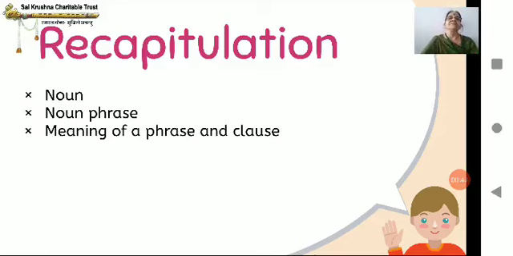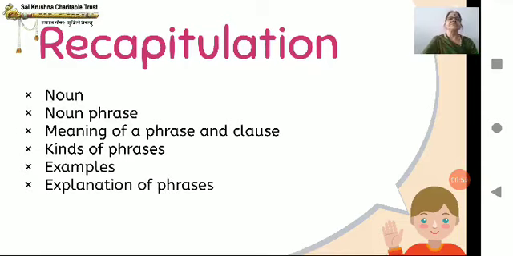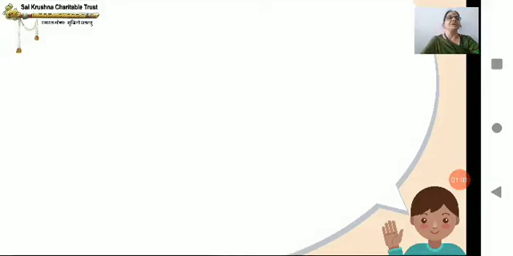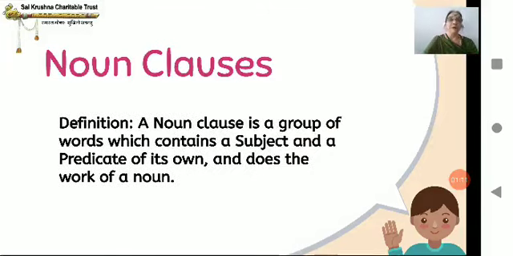Noun phrase, meaning of a phrase and clause, kinds of phrases, examples, and explanation. Let us now proceed to know what a noun clause is. What do you mean by a clause? A noun clause is a group of words which contains a subject and a predicate of its own and does the work of a noun.